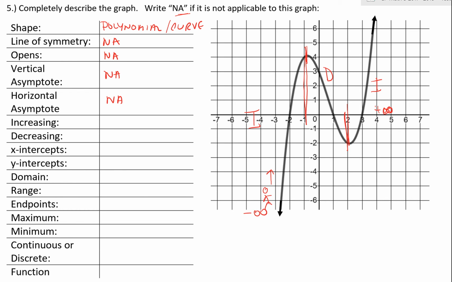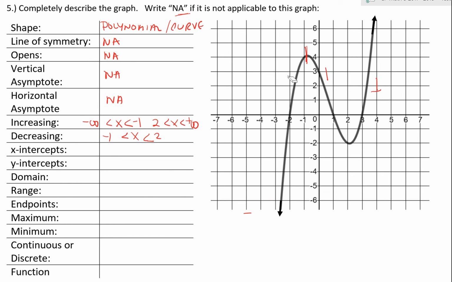So typically we describe the increasing. So we're increasing from x is greater than negative infinity, and then less than -1, and then from x is greater than 2 to less than positive infinity. This is where it's increasing. And so then it's decreasing between these 2 points here. So x is less than 2 and greater than -1.